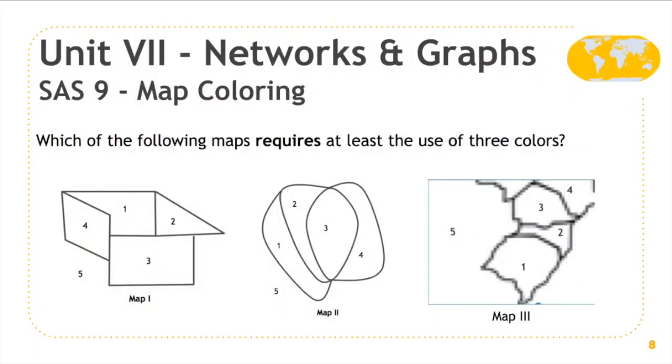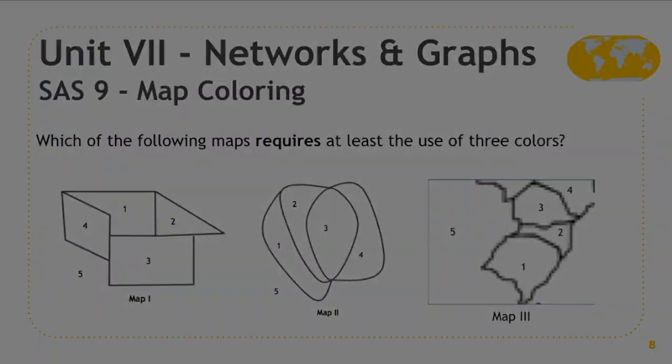All right. Which of the following maps requires at least the use of 3 colors? Okay, let's look at map 1. We've looked at it. We know it needs 4 colors. Map 2, we've looked at it. We know it needs at least 3 colors. And map 3, it looks like it needs 1, 2, 3 colors total. So all of them require at least the use of 3 colors.